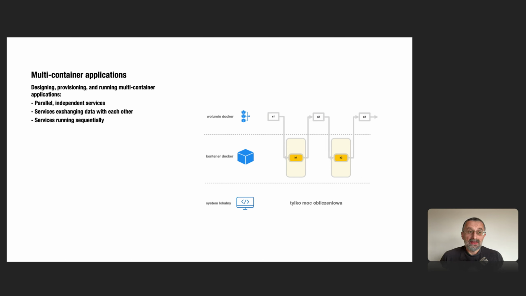The next skill is capability to build multi-container applications. So designing, provisioning, running multi-container apps, parallel independent services, services exchanging data with each other, or services running sequentially. Multi-container apps, which serve as a basis for machine learning pipelines.